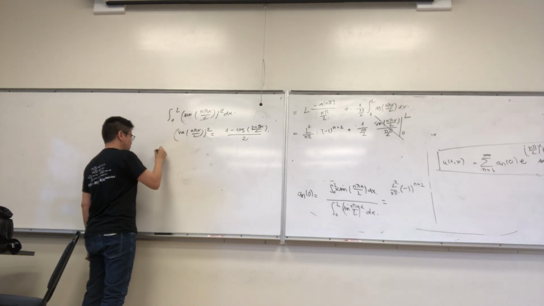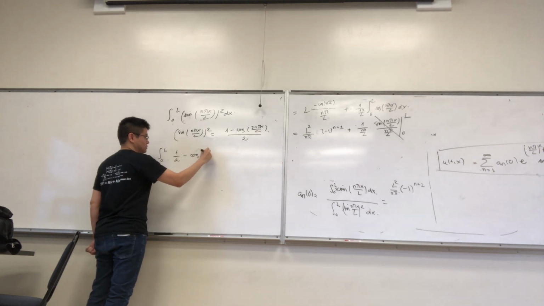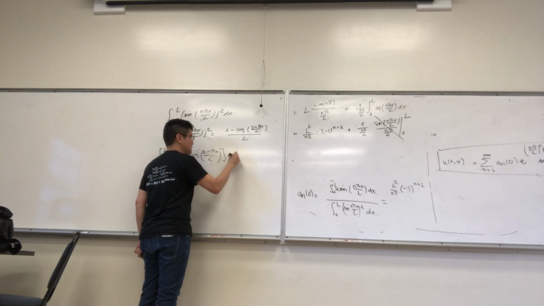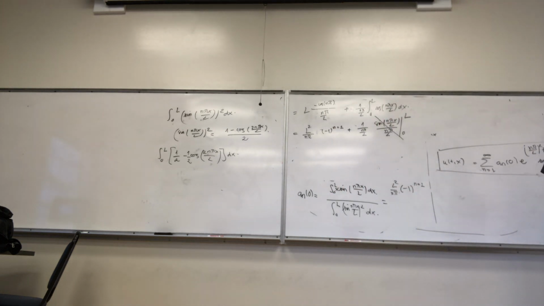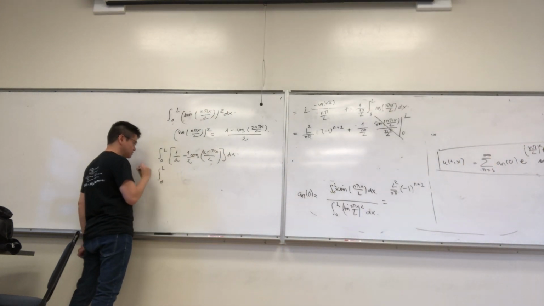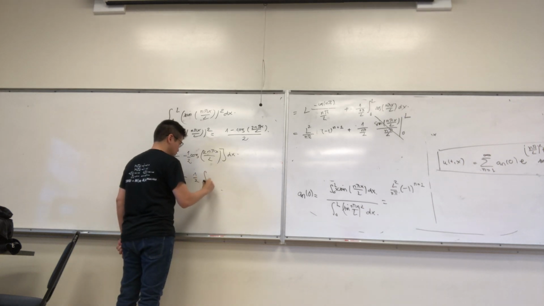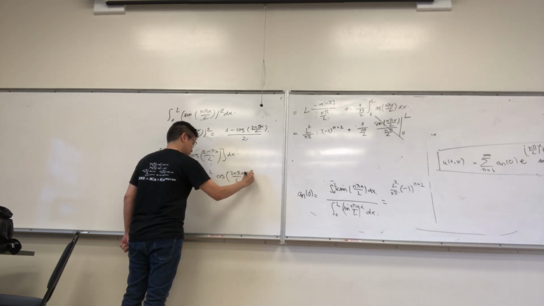Which means that this will be the integral from 0 to L of 1/2 minus 1/2 cosine of 2n pi x over L dx. So what is the next step? Yes. For this one, you're going to break it into 2. So you have the integral from 0 to L of 1/2 dx minus 1/2 integral from 0 to L of cosine of 2n pi x over L dx.